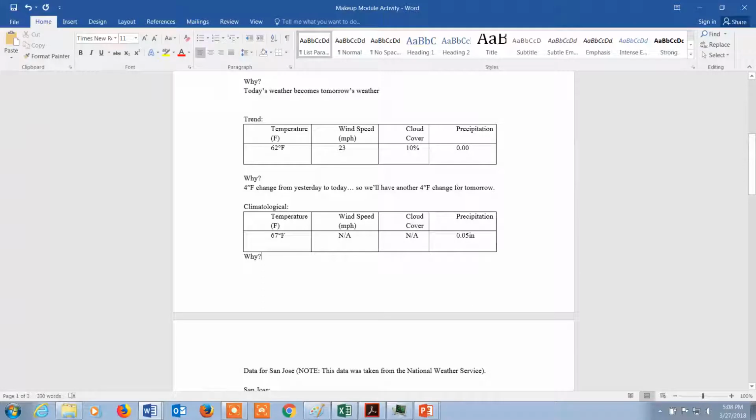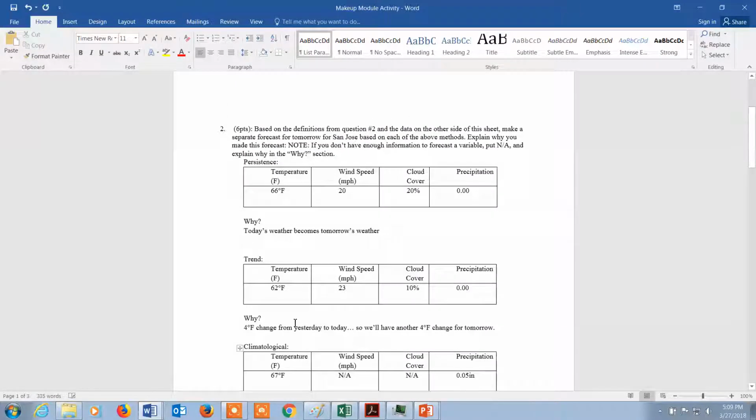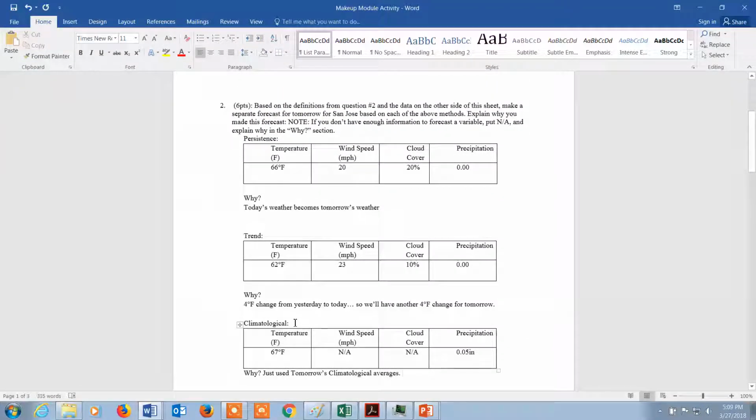And then climatological just used tomorrow's climatological averages. All right? So that's how you would do the second problem. So take a deep breath, and then let's jump into the third problem.